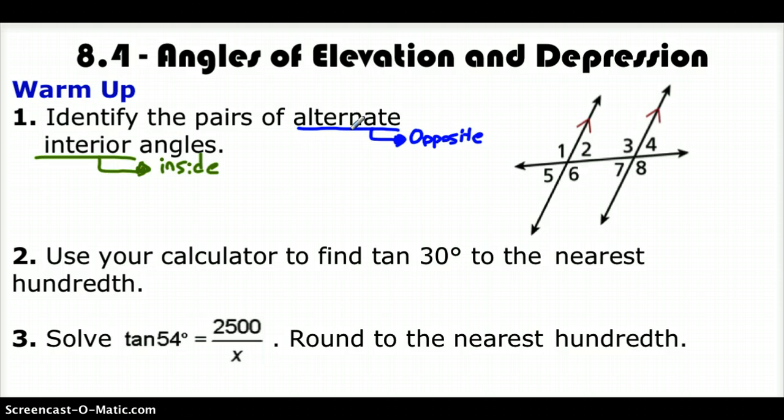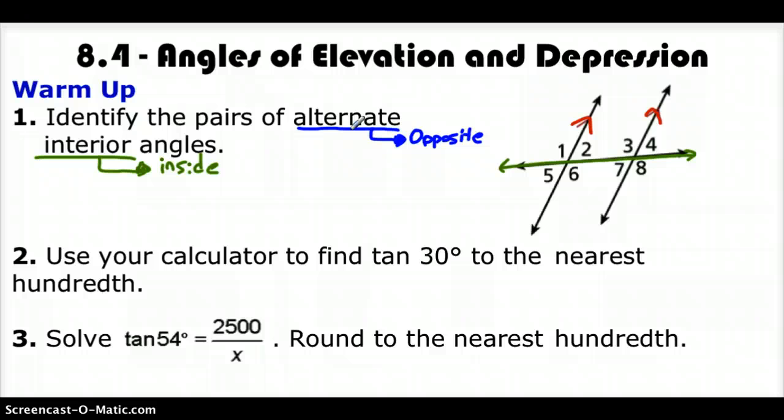Again, we have our parallel lines here. We can see our parallel lines are marked by the arrows. Now we're looking at our transversal, which is just the line that intersects our two parallel lines. We're looking for the pairs of angles that are inside the parallel lines and on opposite sides of the transversal.